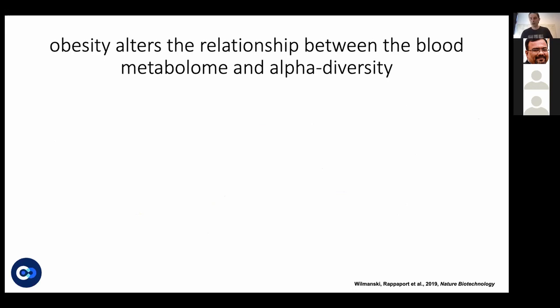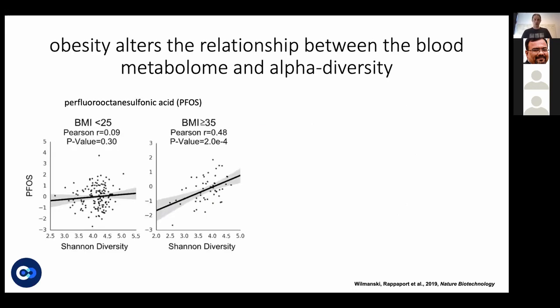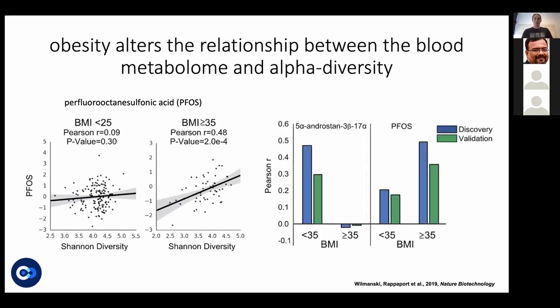In addition to the loss of significance of this particular feature, we also saw certain features become significant in this obese 2-3 group, and PFOS was a good example here. PFOS is, I believe, in Scotchgard. It's known to bioaccumulate over time in our bodies, in particular in adipose tissue. So it made sense that if you have more adipose tissue, you would see an association here. And again, this shows the loss of one signal and the gaining of another signal. So there's a state change in the body.